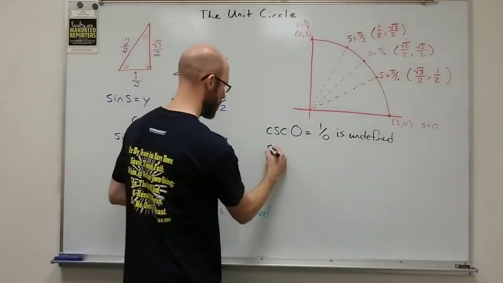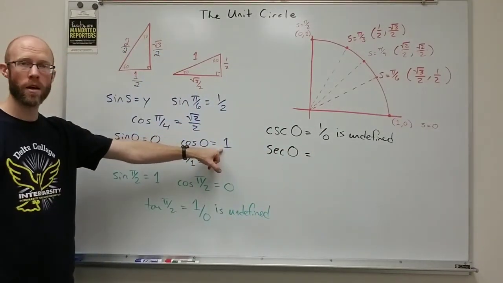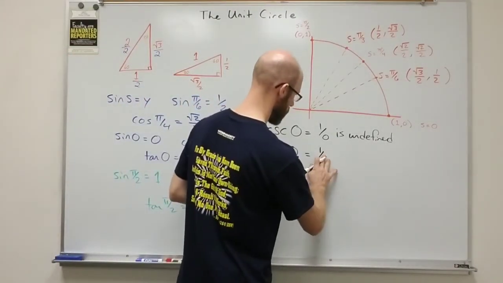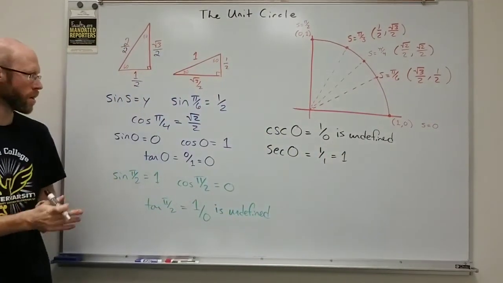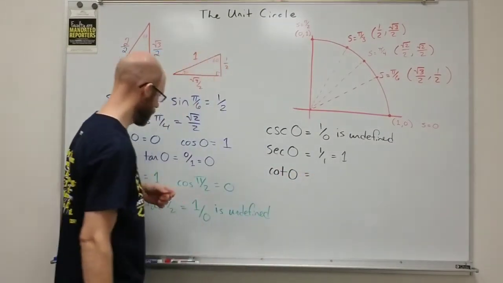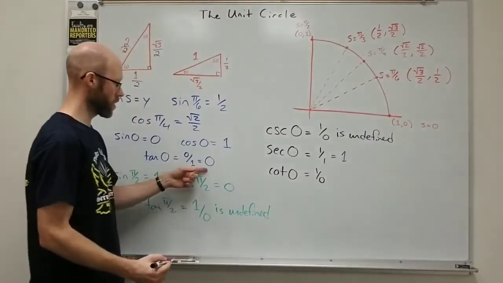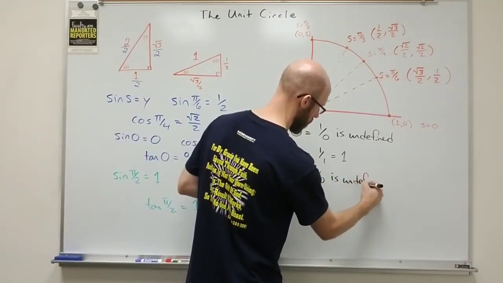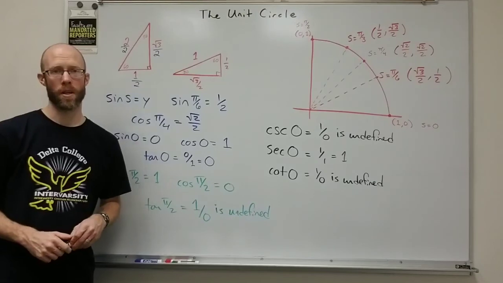The secant of 0 is the reciprocal of the cosine, which is 1. Well, the reciprocal of 1 is 1, right? So 1 over 1 equals 1. And the cotangent of 0 is the reciprocal of the tangent. So it's 1 over 0, right? The tangent was 0, and of course, 0 on the bottom is undefined. So we are going to have some undefined values showing up in there.